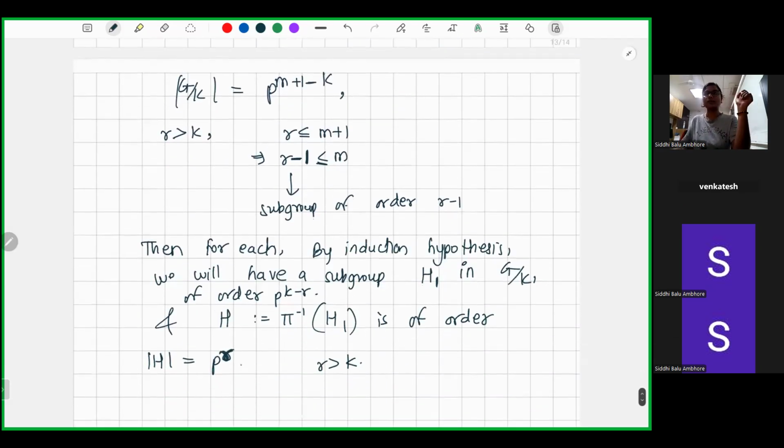Is there any doubt? Please let me know. Otherwise, we can stop. If not, then I think we will stop.